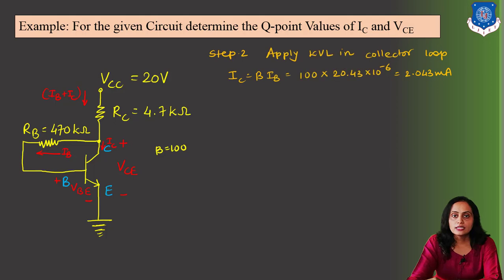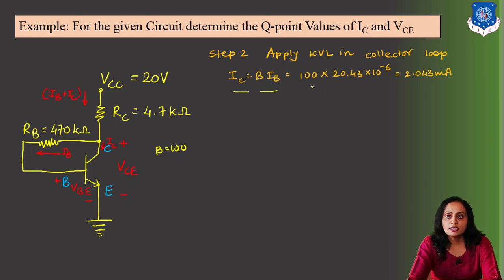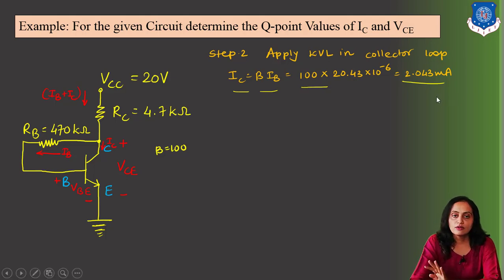Now we will calculate IC from IB, and IC is equal to beta IB, and beta is 100, so we get 2.043 milliampere. IC will be in the milliampere, and the value of collector current is very high compared to the base current, that you have to remember.